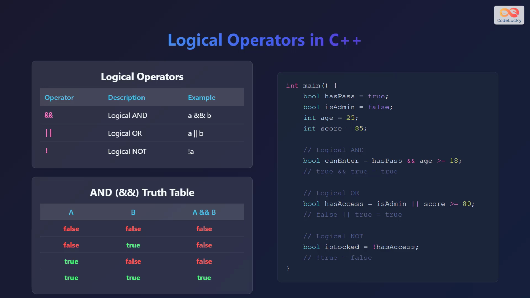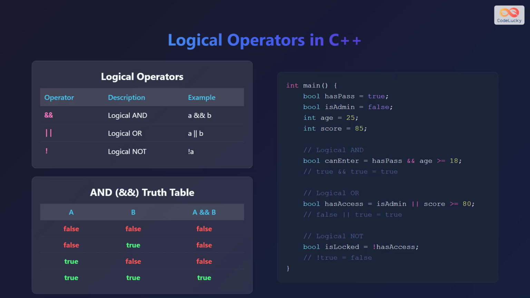If a is false and b is false, then a and b is false. If a is false and b is true, then a and b is false. If a is true and b is false, then a and b is false. Finally, if a is true and b is true, then a and b is true. Now let's dive into the code example.